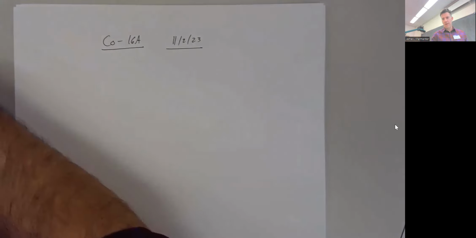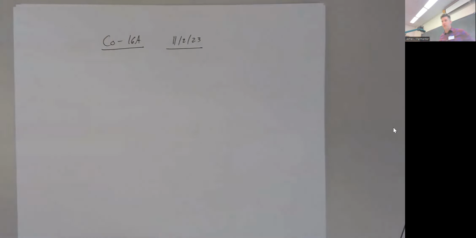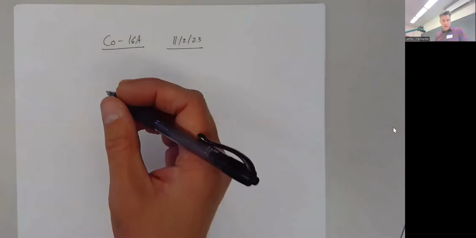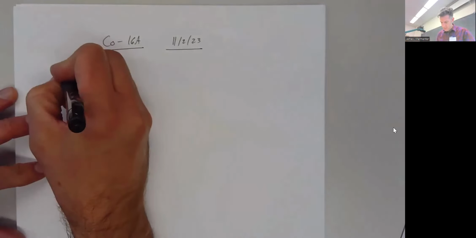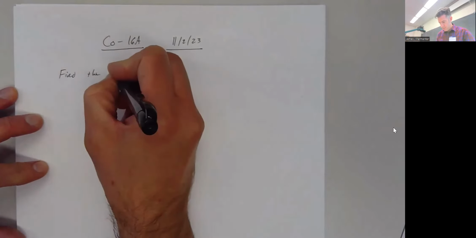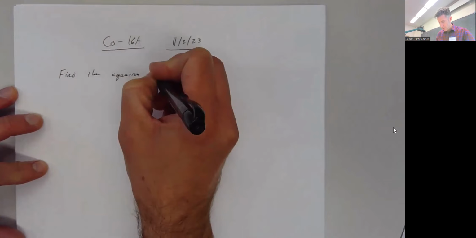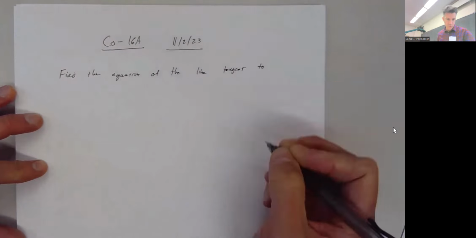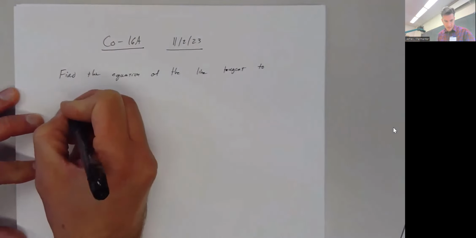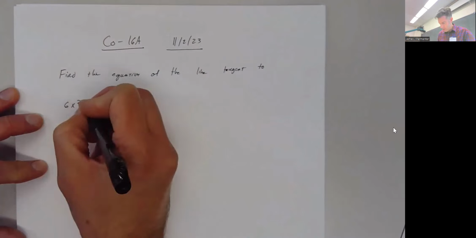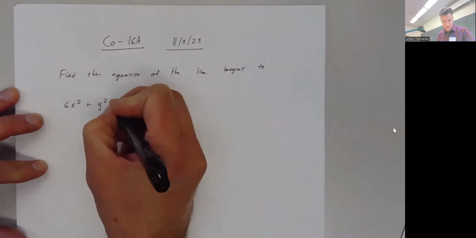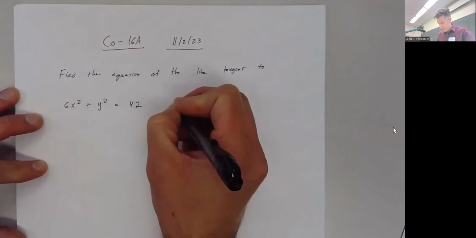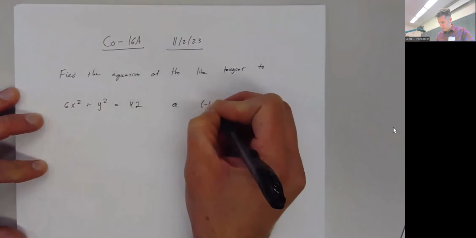All right. I was going to say we should start off with some more implicit differentiation and maybe some more related rates. So let's look at the following. Let's say we want to find the equation of the line tangent to 6x squared plus y squared equal to 42 at the point -1 comma 6.